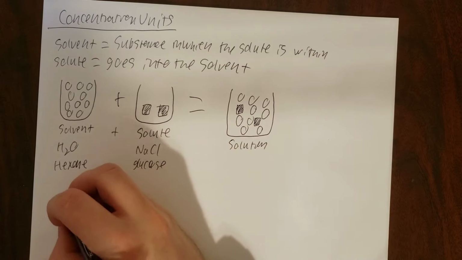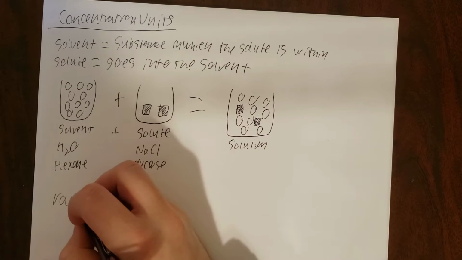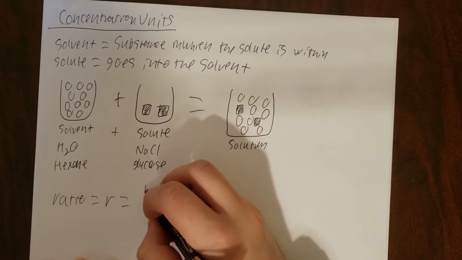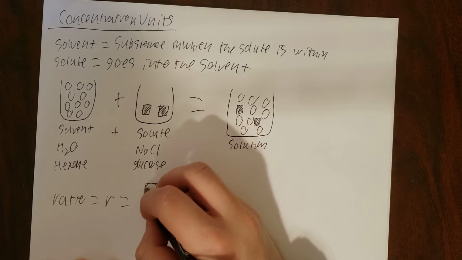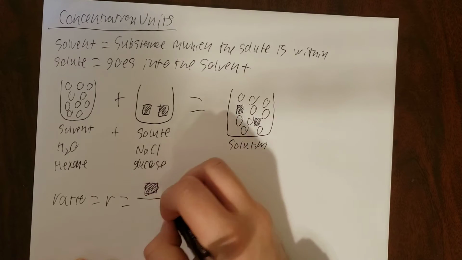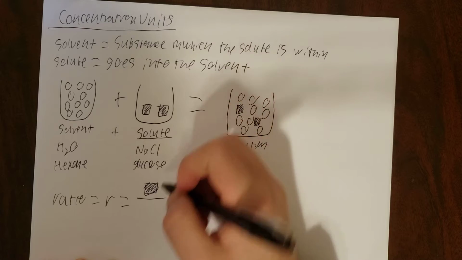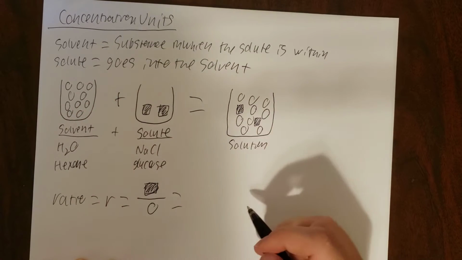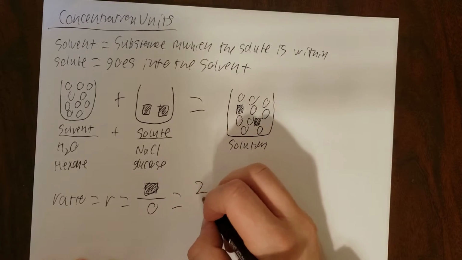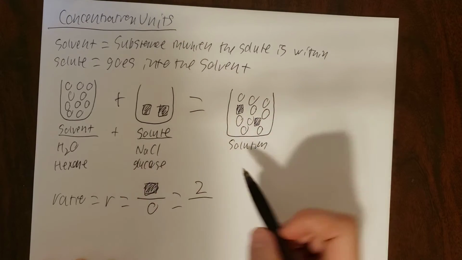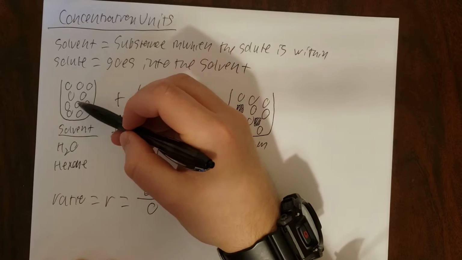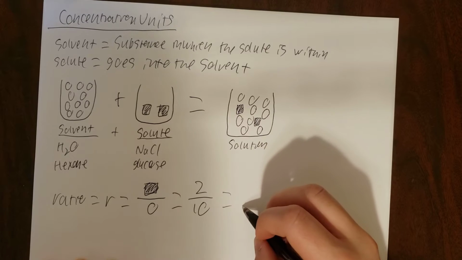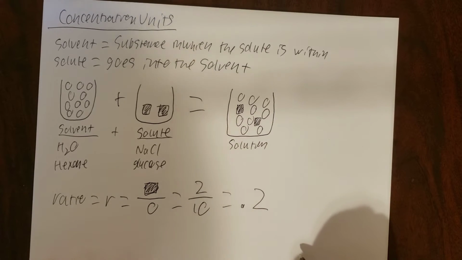So, first off, we have the ratio of the two, which is R, which you can think of as squares, which remember are solute, over circles, which are solvent. And in this case, we have 2 solute per 1, 2, 3, 4, 5, 6, 7, 8, 9, 10 solvent, which comes out to 0.2.